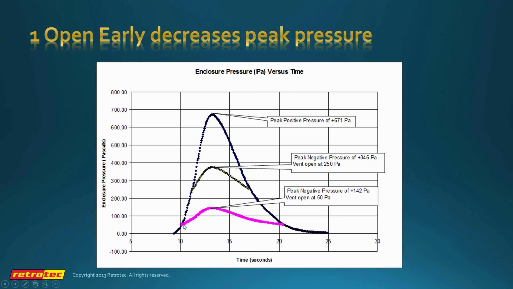This is just kind of a made-up graph, but it shows the principle. So if we wait to open the vent until it hits 250, it's going to rocket right by it, because these spikes are really, really fast.